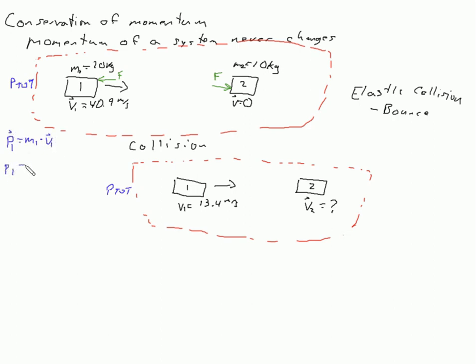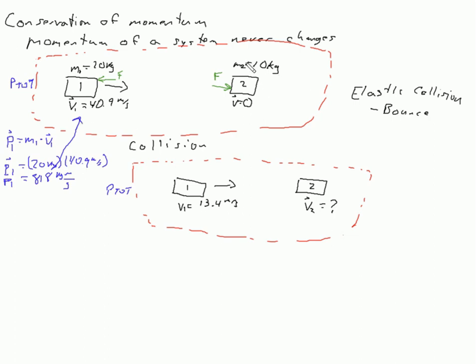So in this case, the mass is 20 kilograms and its velocity is 40.9 meters per second. So that gives me a total momentum of box 1, which is about 818 kilograms times meters per second. So that's the momentum of box 1 before the collision. So right here, that's its momentum.